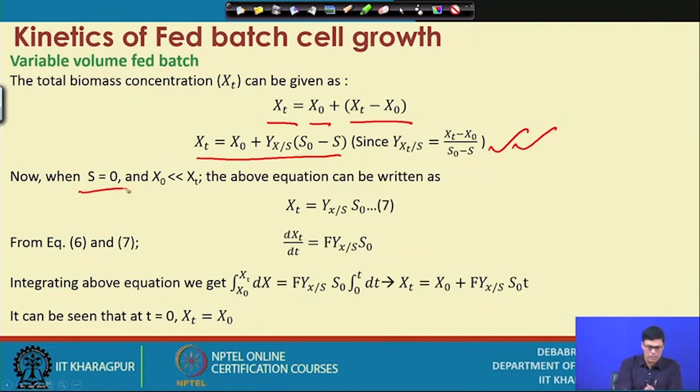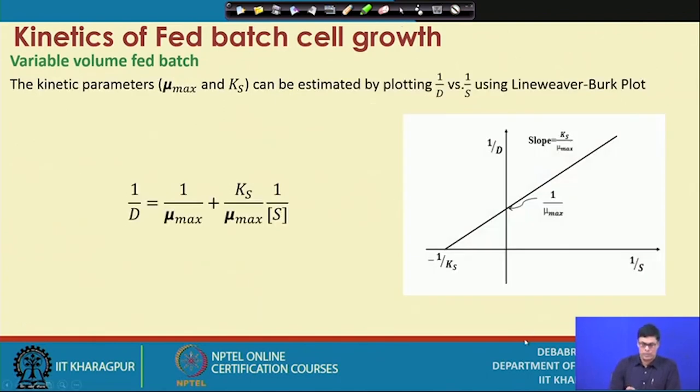Now, when S equals 0 and X0 is much less than Xt, so Xt, the total cell mass concentration, is very high as compared to the initial cell mass concentration, then with this equation we can neglect this. So we can write Xt equal to x, this also we can neglect, then Xt equal to Yx by s into S0. Then if you combine this equation, we get dXt by dt equal to F Y Xt by X0. Integrating this form, we can have this equation: X0 plus F Yx by s S0 into t. Now, this is the boundary condition, we can say at t equal to 0, Xt equal to X0. That condition we can have.